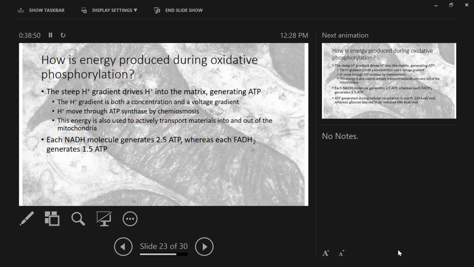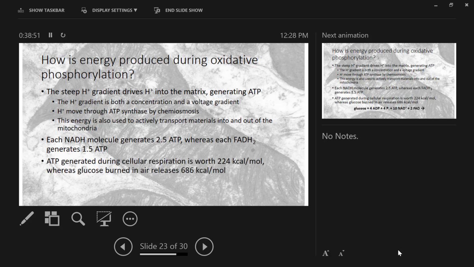Good. Love it. So the amount of ATP generated during cellular respiration, all 3 steps, is about 224 kilocalories per mole of glucose. If you burn glucose, it releases 686 kilocalories per mole.